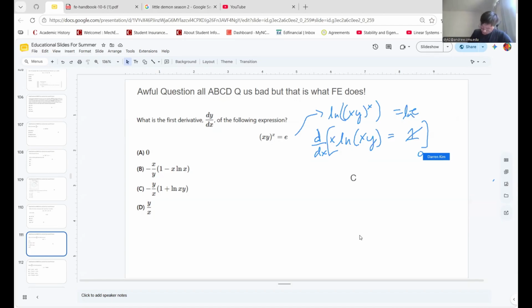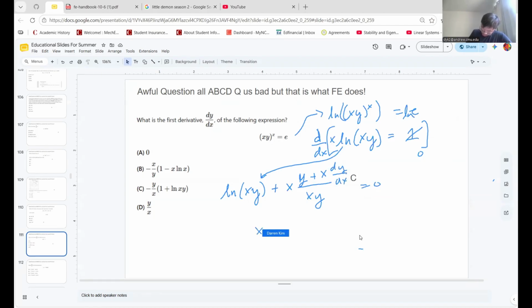So now we have a product rule over here, which tells you that is ln of xy plus x of the derivative of xy, which is y, plus x dy dx equals 0. So in this case, we could erase that. Why was there x? Yeah, there's x there because of that. Okay, yeah. And then we can do 1 plus x divided by y dy dx.